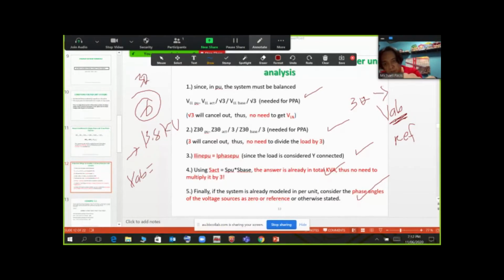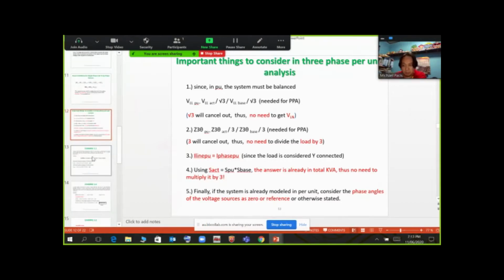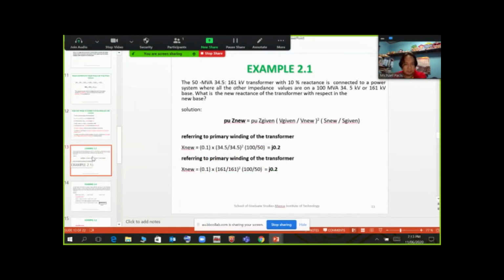This is a three-phase system. You're considering a three-phase, three-wire system. VAB is 13.8 kilovolts at an angle of zero, unless stated otherwise in the problem. Now I think it must be much clearer if we have a sample problem or an example. So let us solve this problem here.